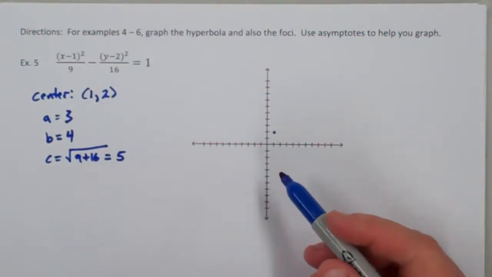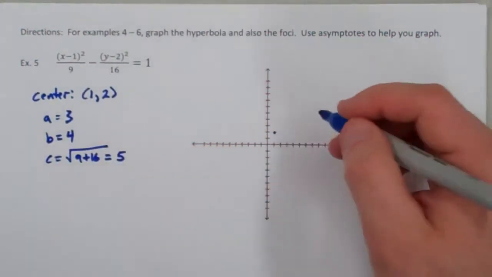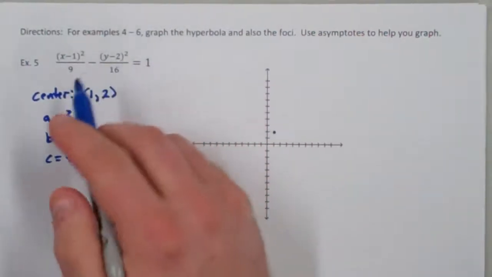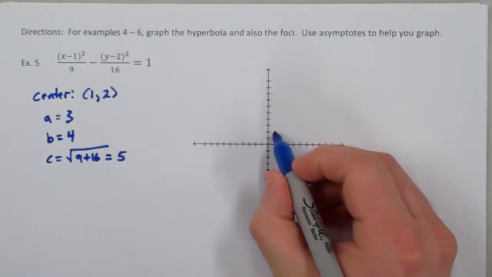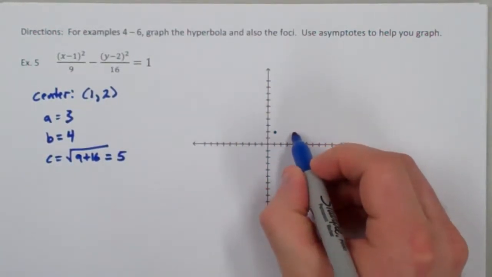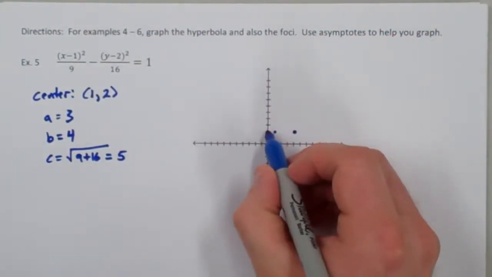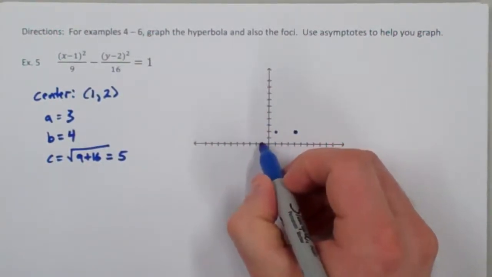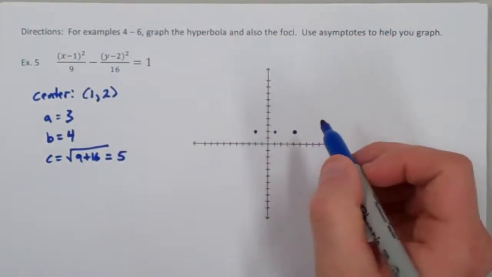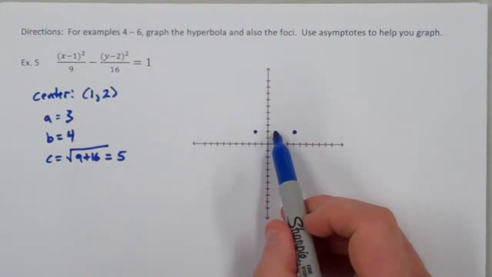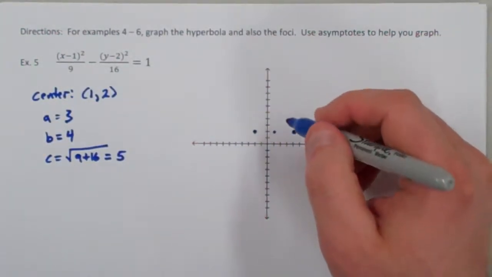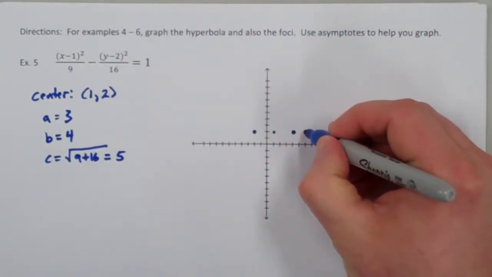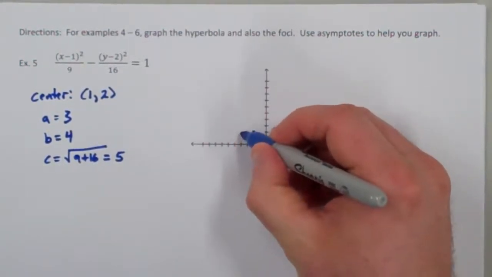The next thing is to plot our vertices. If we take a look at the vertices, this graph opens left and right. So from the center, we're going to go right 3, and we're going to go left 3. That would be 1, 2, 3, or right here. You can see that we've got a distance of 3 between the center and each one of these vertices. Actually, the foci are going to be right here and here.